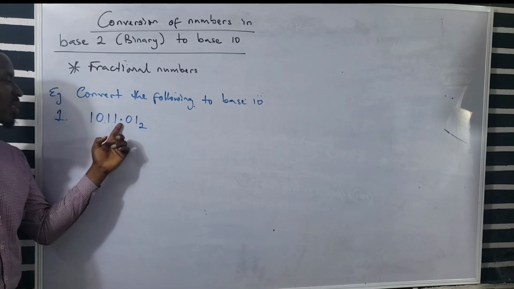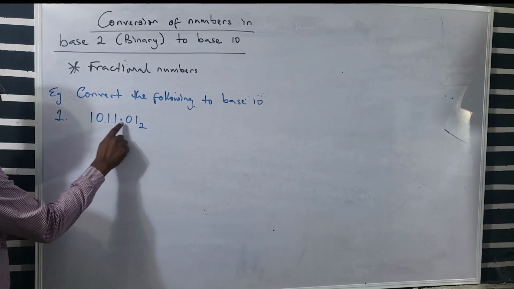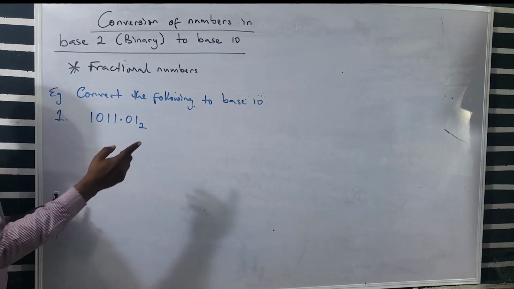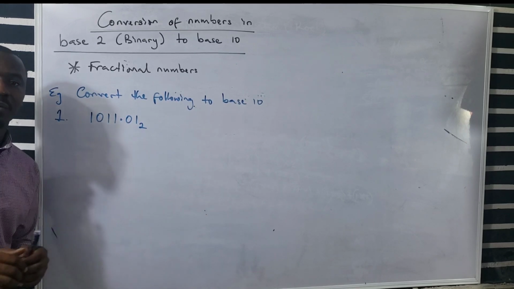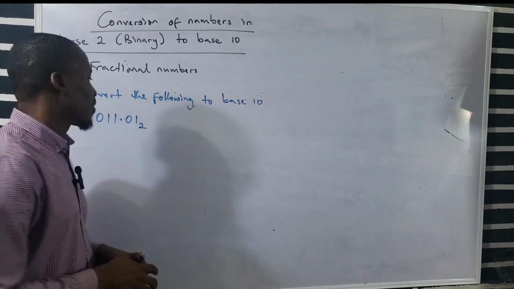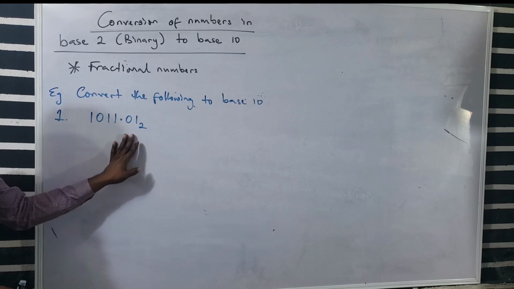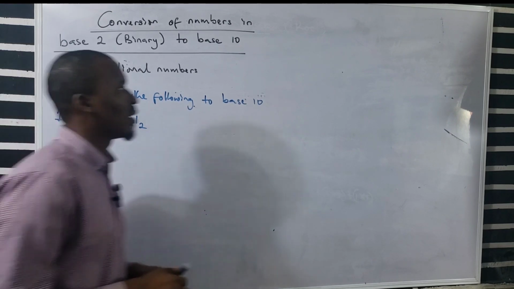So this is what I mean by fractional numbers. You can see that this number has a decimal point, okay? If it's in base 10, we can say that this is two decimal places, but we can't say that for base 2. So this is a fractional number, okay? It's a fractional number. Now, what do we do in fractional numbers? Let me show you something.